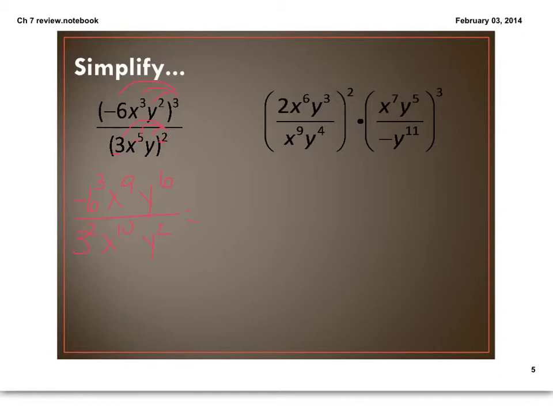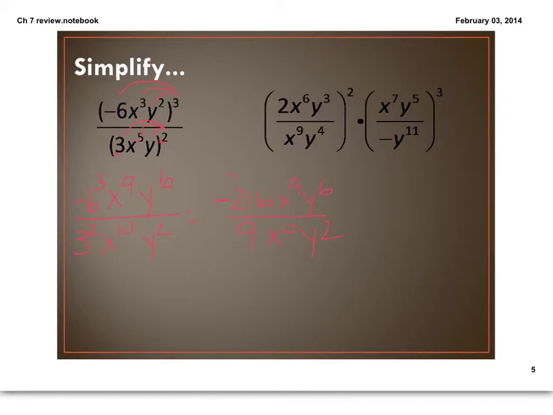Okay, so then we got a value. So we're going to have negative here. 6 to the 3rd power is going to be 216. So that's negative 216. X to the 9th, y to the 6th. Divide that by 3 squared, which would be 9. And then we have x to the 10th, y squared.